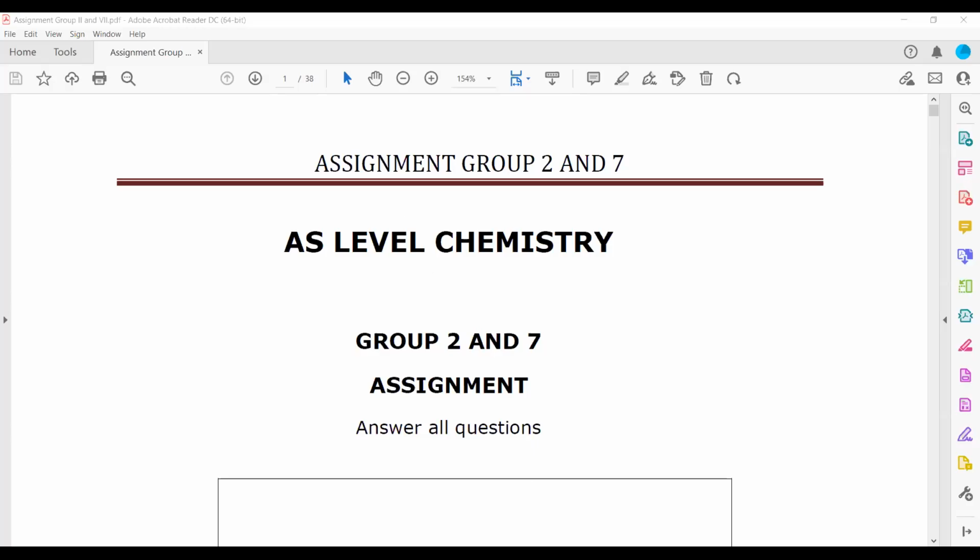So this is an assignment related to Group 2 and Group 7. And as I mentioned, Unit 3, most of the questions are based on this topic, which is about observations and conclusions. So we'll start with question 23.